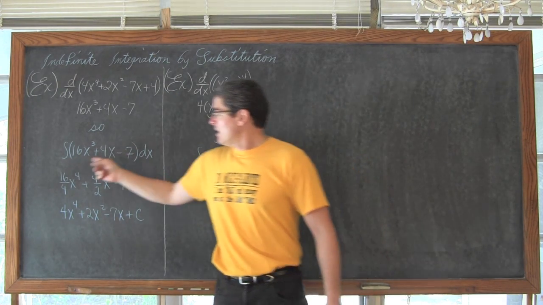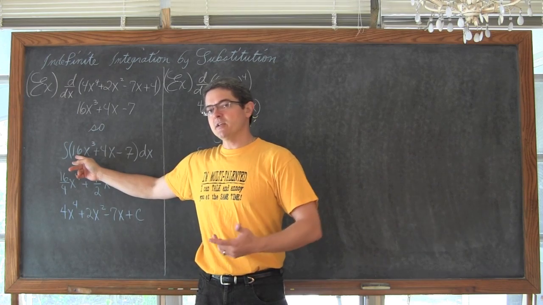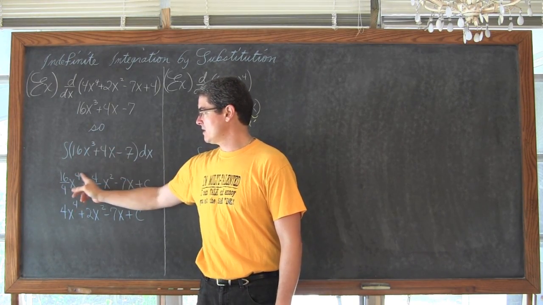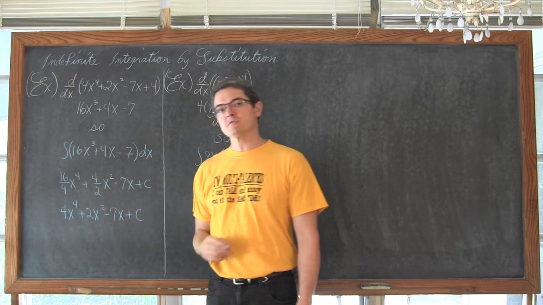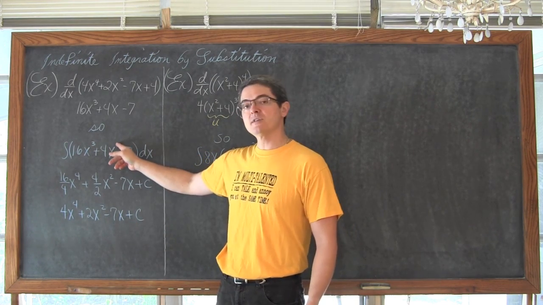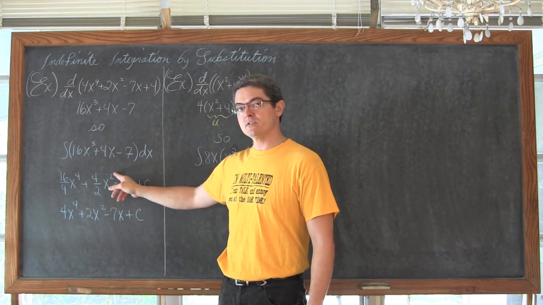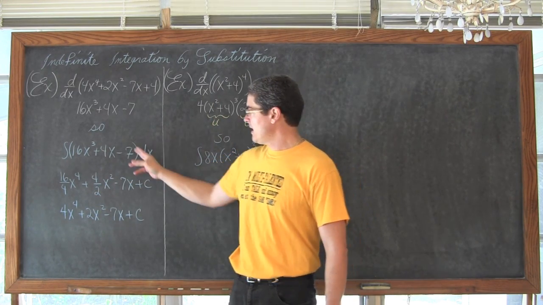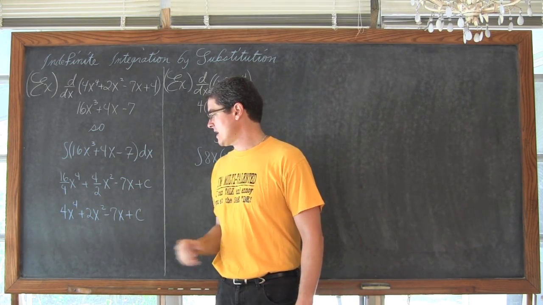So let's see. When we find the indefinite integral of each of these terms, I'm just going to do it separately. So we're going to take this power, raise it by 1 and divide. So we have 16 over 4 is 4x to the fourth. We're going to take this exponent of 1 and increase it by 1, so we get 2. So 4 divided by 2 is 2x squared. And then the minus 7 becomes negative 7x plus c.